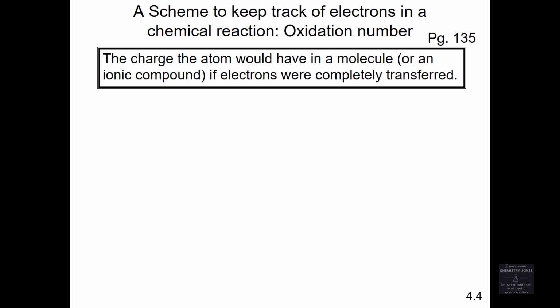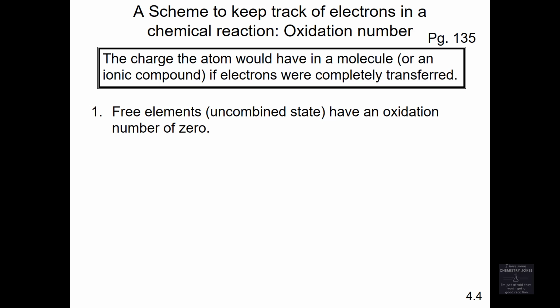So oxidation numbers are a way of pretending that electrons are completely transferred. Why do I say pretending? In ionic compounds, that's metals and nonmetals, electrons are completely transferred. In molecules, nonmetals and nonmetals, they're shared. But oxidation numbers always pretend like they are completely transferred. We'll talk about bonding and all that stuff later. Well, let's walk through a couple of rules.